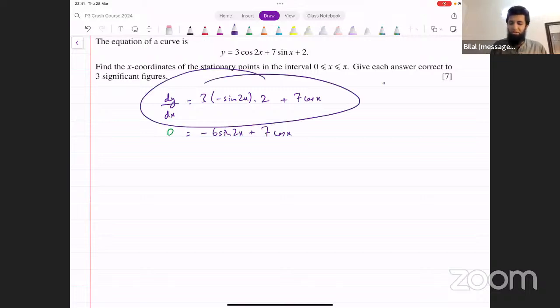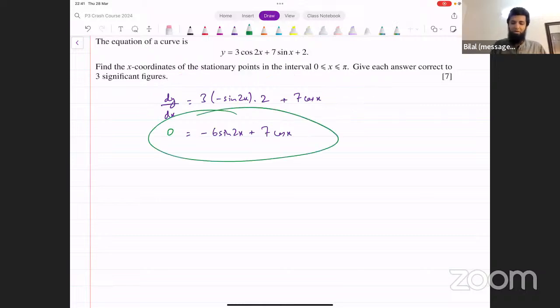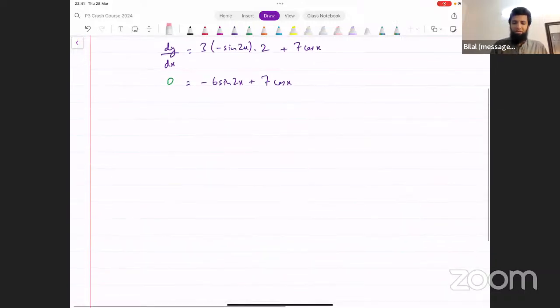Differentiation part is done here, right? There's no more differentiation after this. It's just a simple trigonometric equation that you need to solve. So it's more of trigonometry after this point, right? So let's do this quickly.